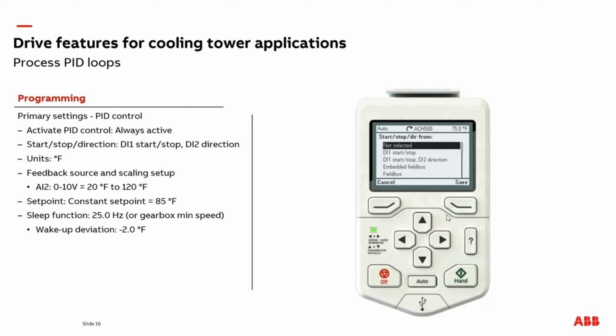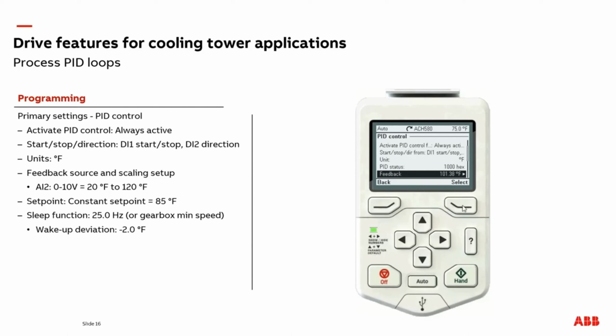For start, stop, and direction, you would typically just select DI1 for start, stop. In my case, I'm going to select it with DI2 for direction for use later. Other options available are embedded field bus control from a building automation system, or your other digital inputs, maybe timed functions. Then I click Save. For units, I'm going to leave it in degrees Fahrenheit.